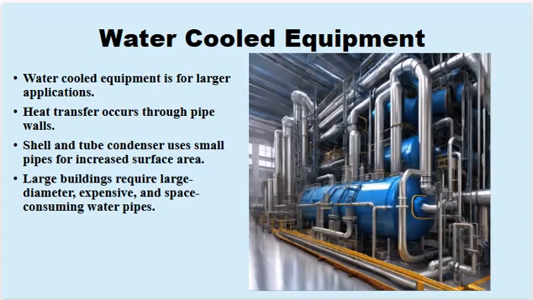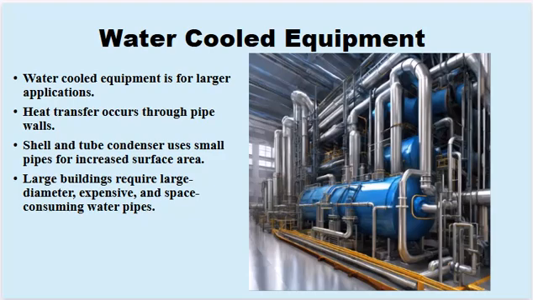Let's talk about water-cooled equipment and how it's used in larger systems. These systems are typically found in large commercial or industrial applications where high efficiency is a must. So, how does heat transfer happen in water-cooled systems? Well, it works through pipes, where water absorbs heat from the refrigerant and carries it away. This method allows for very efficient heat exchange.